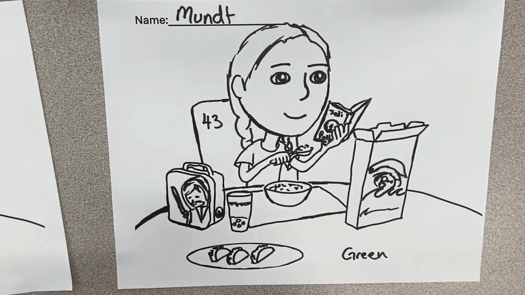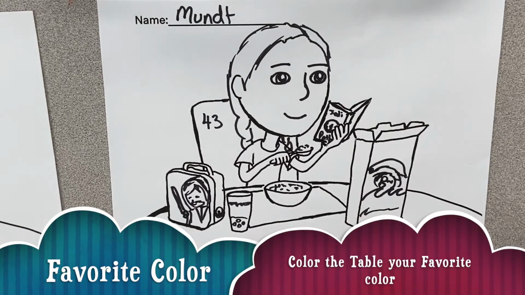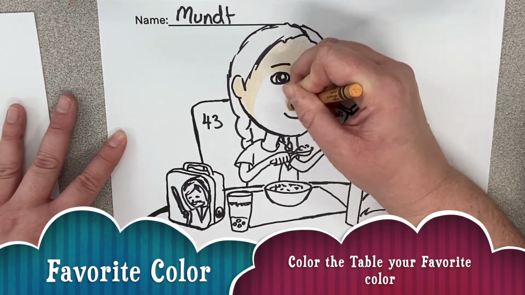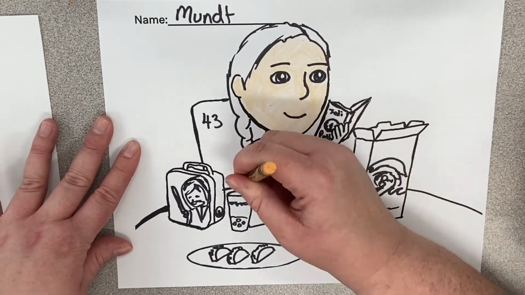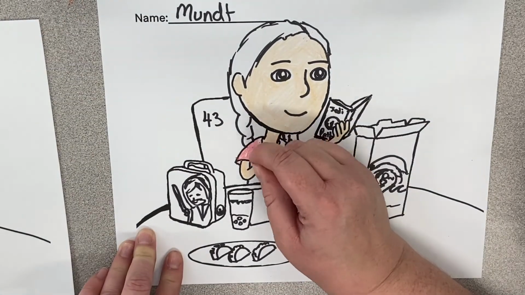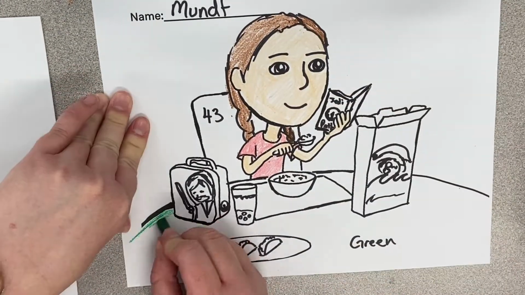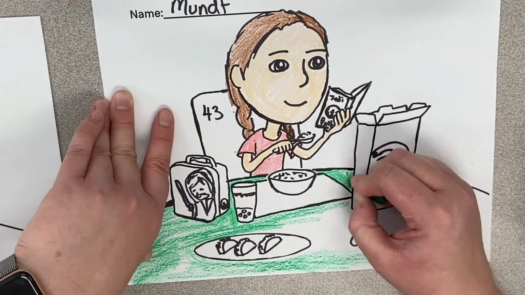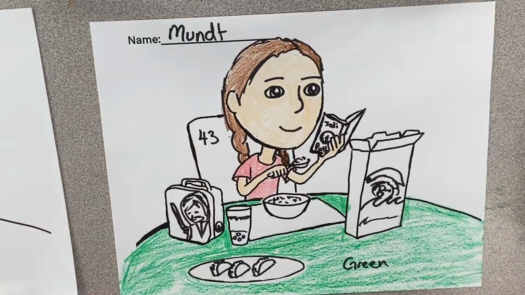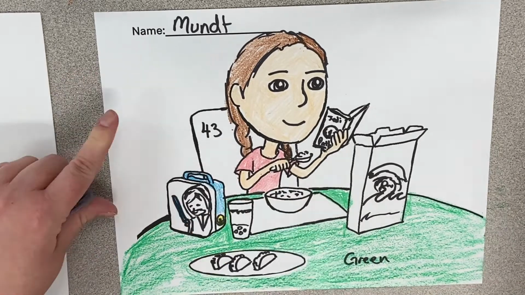On the table, you're going to draw your favorite color. If you know how to write the word of your favorite color, go ahead and write the word. Once you finish creating your picture about you, take your crayons and start coloring it in. Try to stay in the lines the best that you can, coloring in neatly and completely.